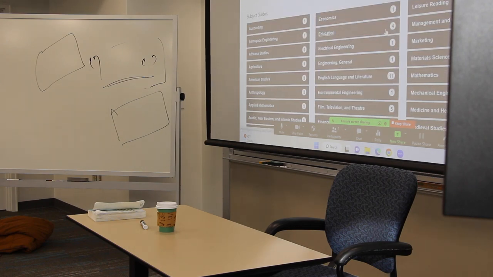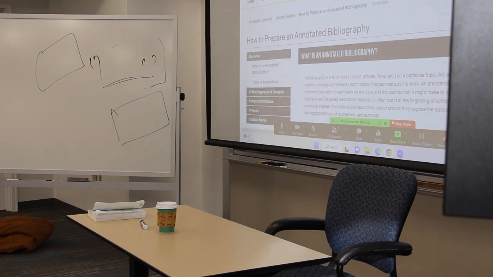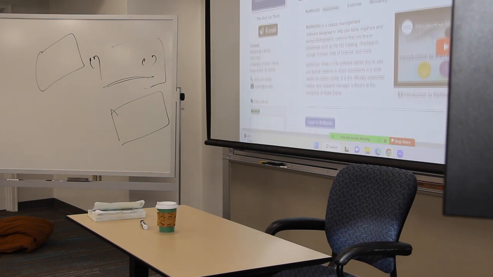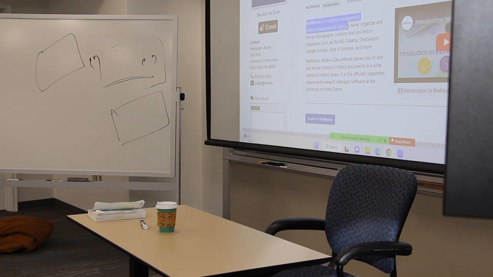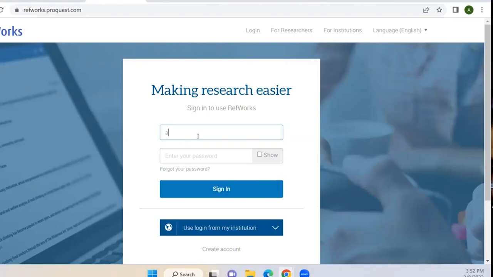It generates your citations automatically, and with any account you can access it free. For instance, let's say education, if it's my discipline. Annotated bibliography, I just clicked. So let's say I'll click citation styles. RefWorks is a citation management software, and there are many others also. So you can play around with all of those. So let's say I log into RefWorks. I have to use my email ID. I have an account. We all can do it now.